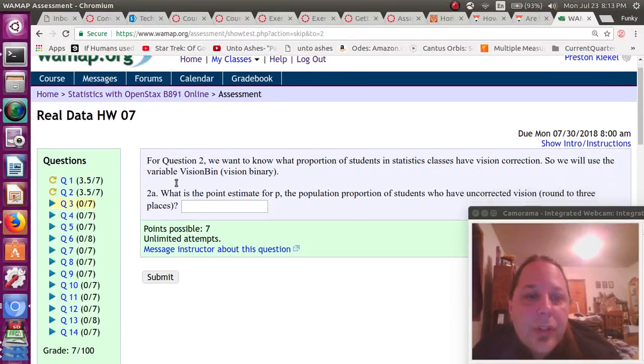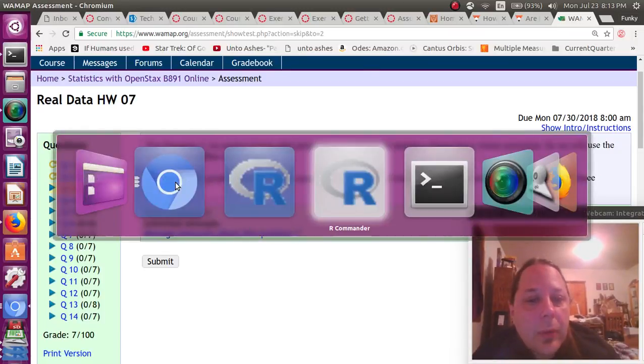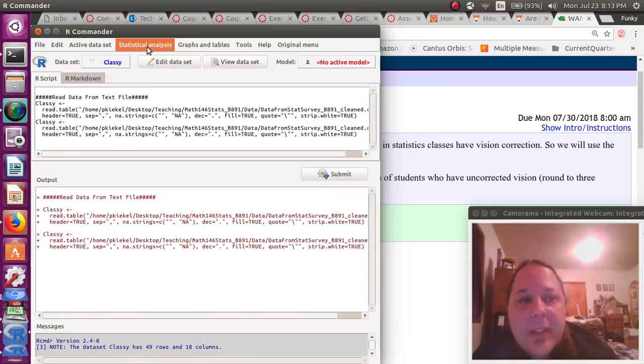All right. For question 2, we want to know what proportion of students in the statistics class have vision correction. So we will use the variable vision bind. What's the point estimate P? Well, that's the sample proportion. So that's what we're going to do. Let's go get it. Here's how you do this analysis.